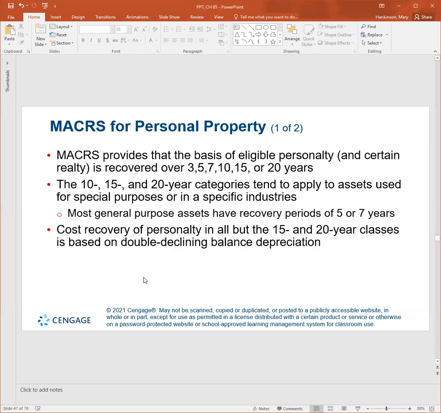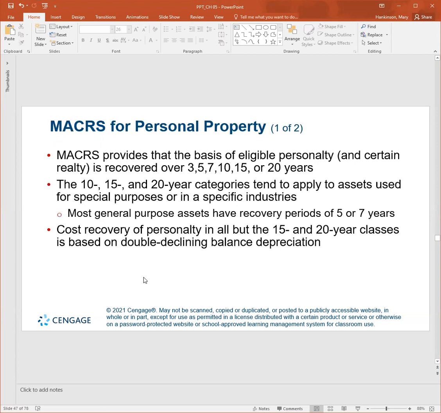So let's talk about it for personal property. This system provides that the basis for eligible personalty and certain realty is recovered over 3, 5, 7, 10, 15, or 20 years, with property included in the different cost recovery categories.